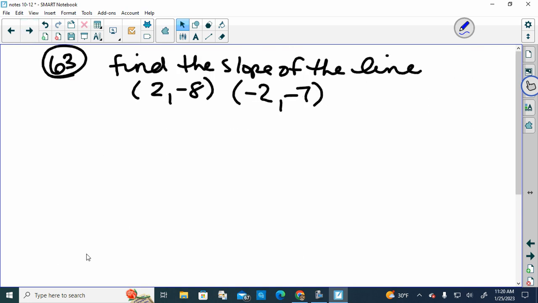But when you get your notes, you'll be able to see what they are. So problem number 63. Again, you're going to get a copy of these notes in just a minute. For number 63, they wanted us to find the slope of the line, and they gave us the coordinates we need in order to find it. So you're going to write 63, and the coordinates are (2, -8) and (-2, -7).